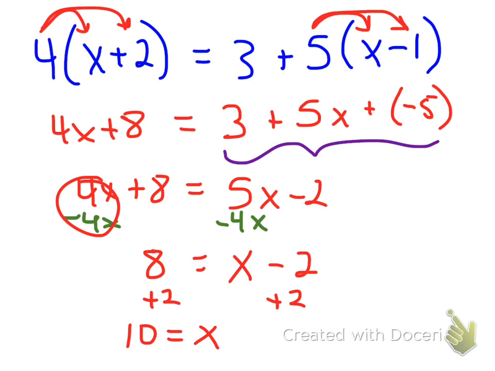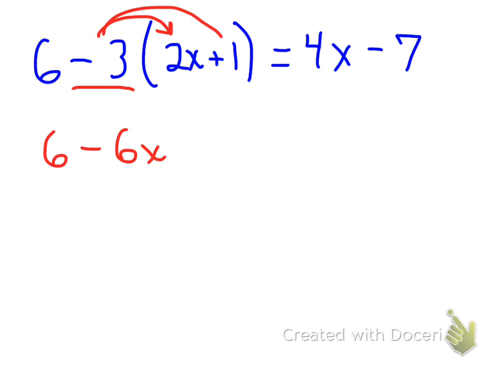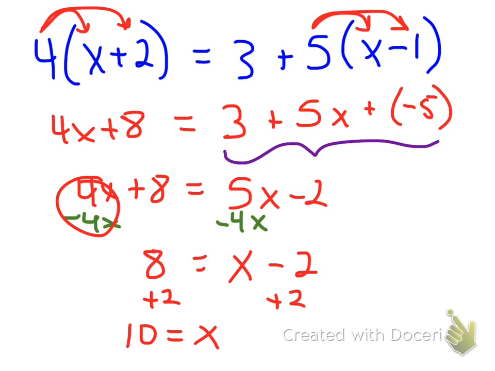One last example. Again, we need to make sure that we are distributing and figuring out what we need to distribute. In this case, we are distributing a negative 3. So I have 6, and then negative 3 times 2x is a negative 6x. Negative 3 times a positive 1 will be negative 3, equals 4x minus 7.